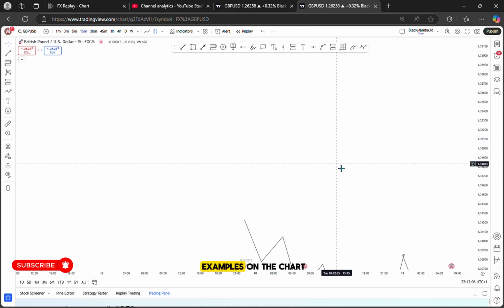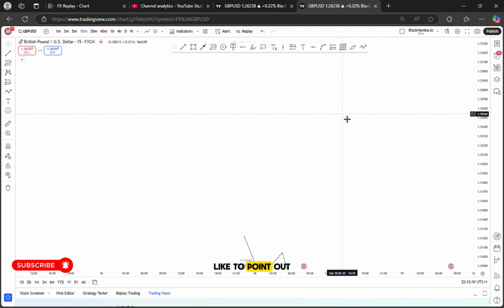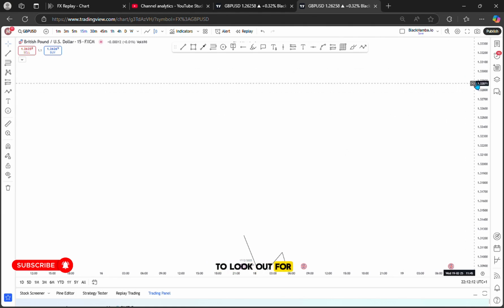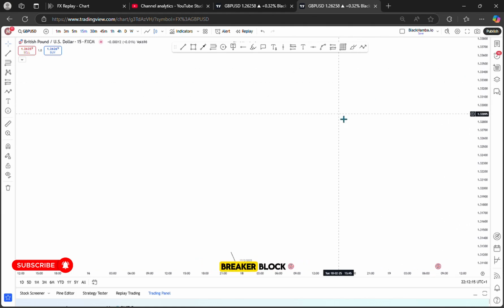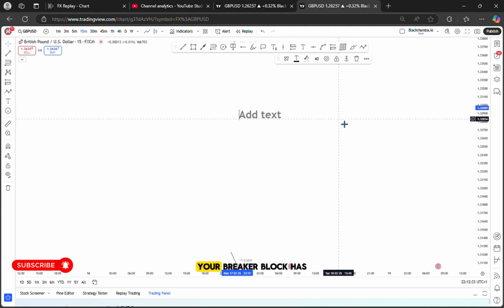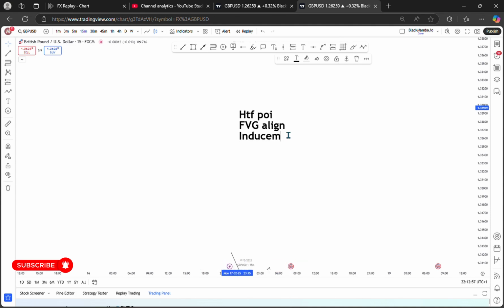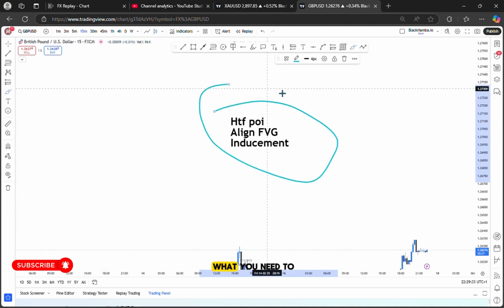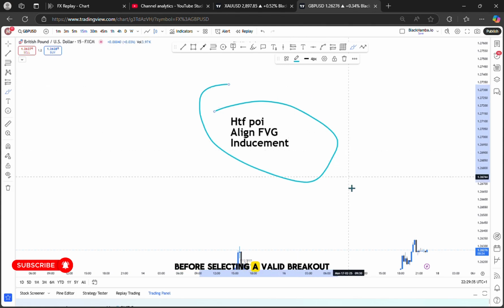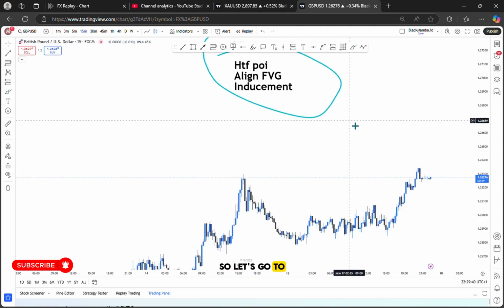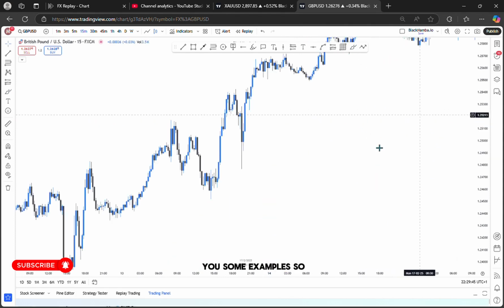Before I show you examples on the chart, I would like to point out what you will need to look out for before selecting a valid breaker block. The first thing is your breaker block has to be a reaction on a higher time frame POI. It has to align with a fair value gap and inducement needs to be present. These three things are what you need to look out for before selecting a valid breaker block. So let's go to the chart so I will show you some examples.